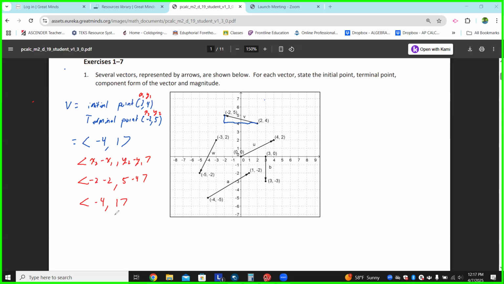Either method. You can just visually look at it, get the answer, or you can do the algebra to get the answer as well. So that's what you are doing. We need a U. We need a W. We need a B. And we need an A. Is that all? 1, 2, 3, 4, 5. Did it say 7? Oh, it just said several. Okay. So you need to do the other 4.